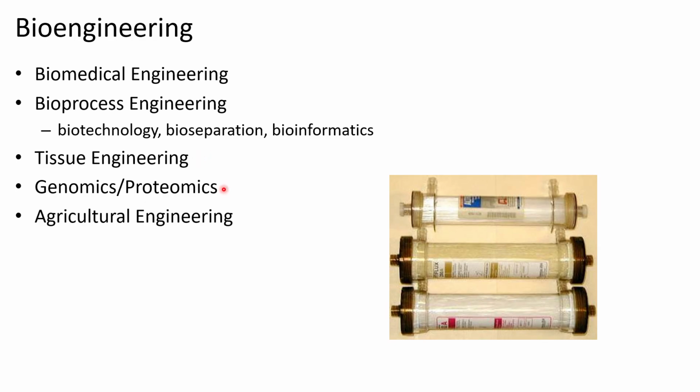Bioengineers are involved in trying to replicate human tissue and human organs. They're involved in trying to understand the nature of our genetic makeup, as well as the proteins that are produced by our genes. And then finally, they might be involved in the agricultural area and work as engineers involved in food production, as well as crops for potentially fuel and for other materials.